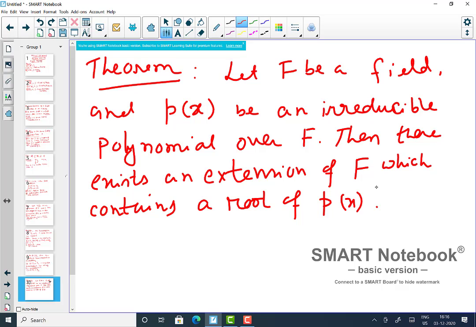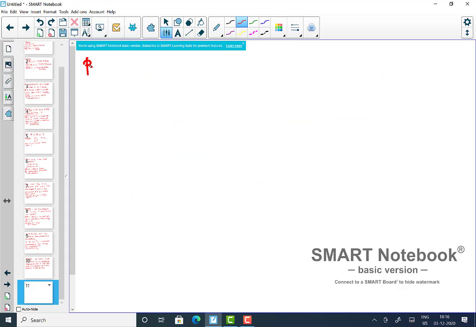What I'm saying is that no matter whatever polynomial you're choosing, over any field, you can always find an extension of that field which contains a root. Okay, this is a very fundamental theorem, and the proof is also very interesting. So the proof goes like this.